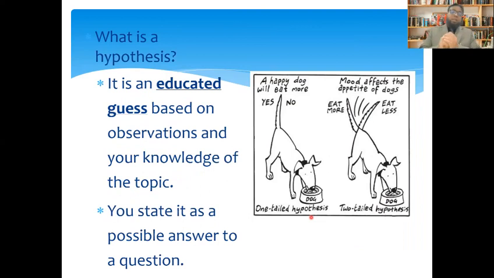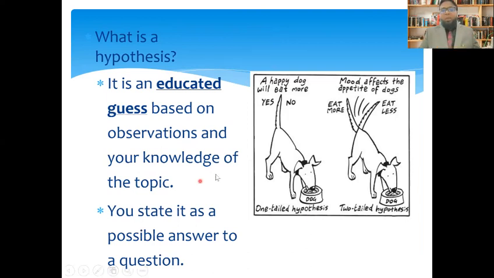Now come to the next one. What is a hypothesis? As I've told you, a hypothesis is a simple guess. If you see the clouds, you may predict that it might rain. So what is a hypothesis? It is an educated guess based on observation and knowledge of the topic. You state it as a possible answer to the question.